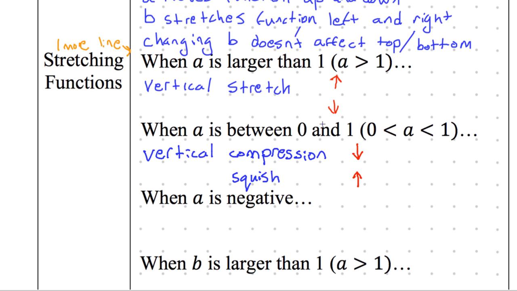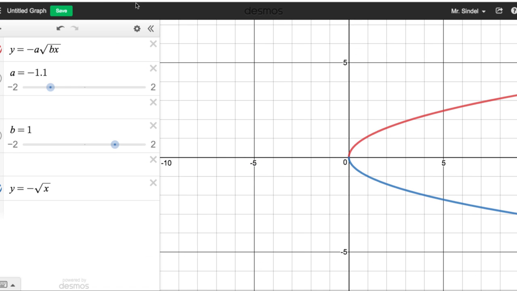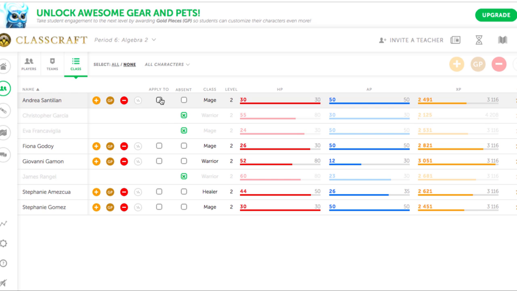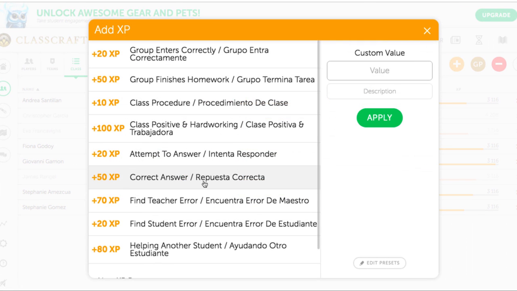It reflects it. Yeah, there we go. So when A is negative, it reflects over what, Geo? The X or the Y axis? Just the X. Over the X axis, yeah, very nice. So Geo and Fiona, I will give you the XP.